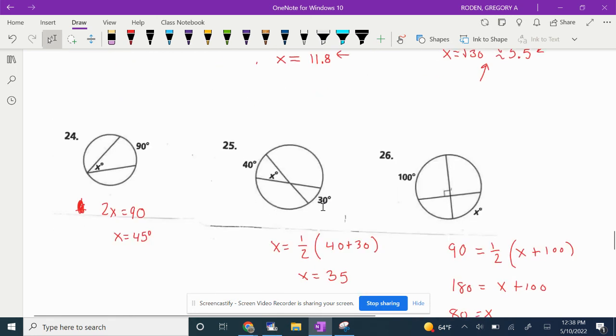All right, next one, you have an inscribed angle. Remember, its arc is always 2 times the inscribed angle. So 2 times x equals 90, so x equals 45.